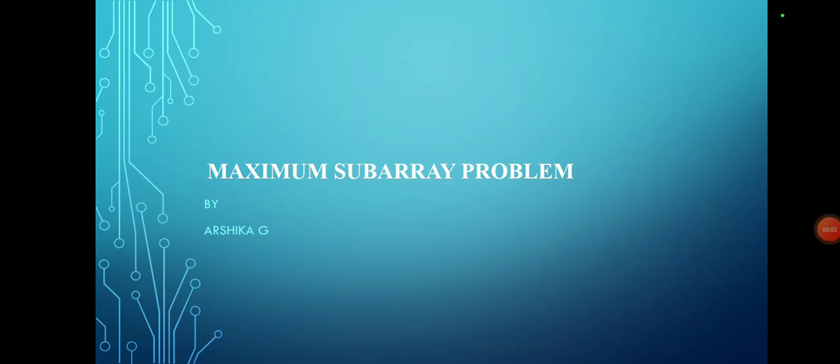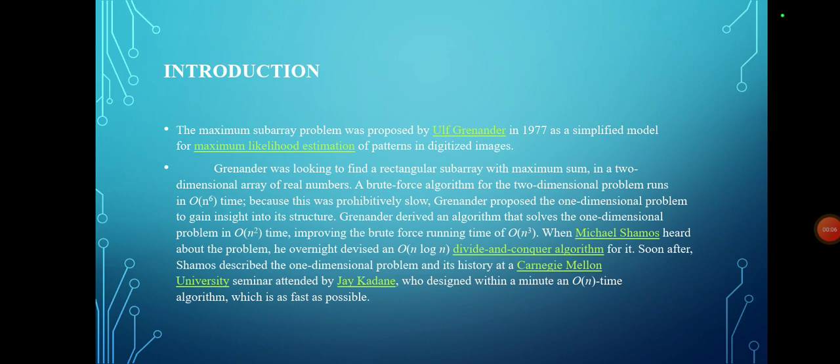Today I am going to discuss the maximum subarray problem in algorithms. First of all, the maximum subarray problem was proposed by Grenander in 1977 as a simplified model for maximum likelihood estimation of patterns in digitized images. Then we look to find a rectangular subarray with maximum sum in a two-dimensional array of real numbers.